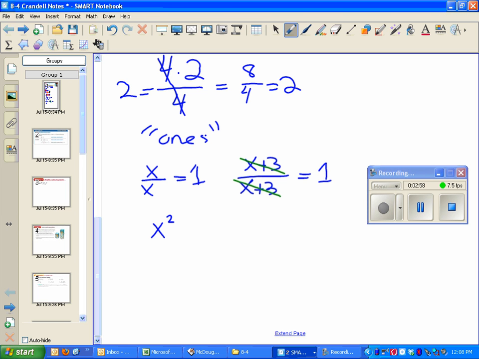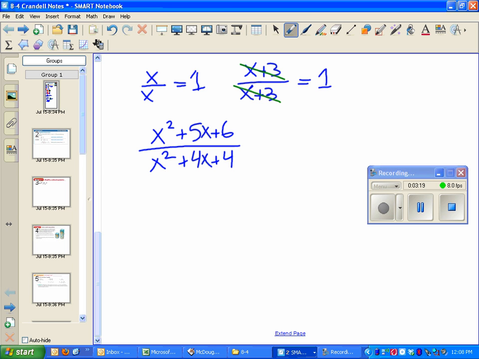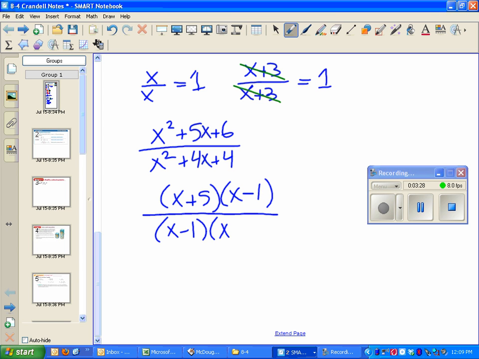If I have x squared plus 5x plus 6 over x squared plus 4x plus 4, I don't have any 1s yet. I can't cross out the x squareds or the x's, or reduce 6 and 4, because I don't have any 1s. I need some multiplication. So if I had something like this, x plus 5 over x minus 1, all divided by x minus 1 and x plus 10, now I think I can cross something out.